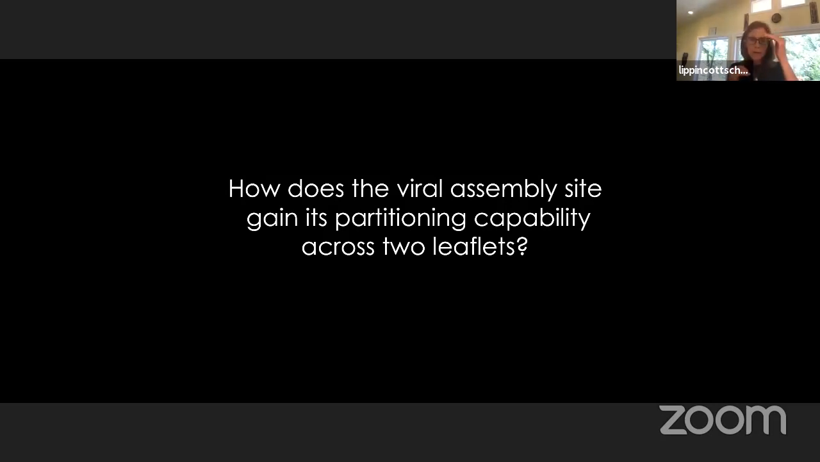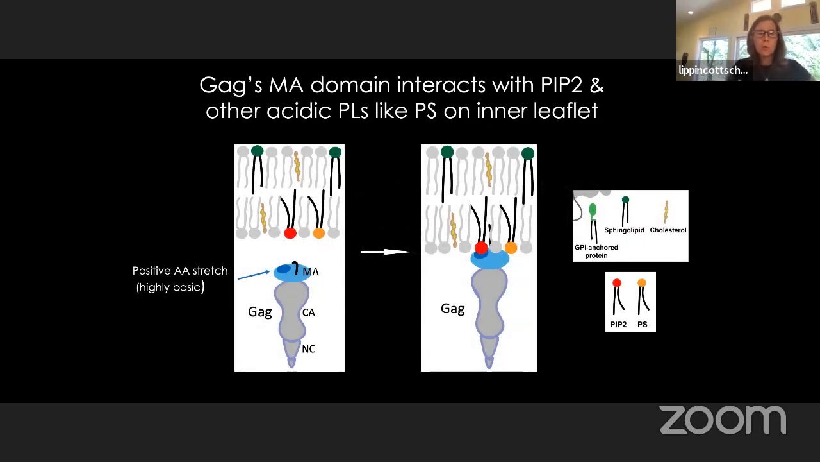But the outer membrane also has changes in its lipid environment going on. So how does that happen? And we think it's through a type of transbilayer coupling mechanism. Basically, here is the structure of GAG, and it's got three different subdomains. This MA domain, which is called the matrix domain, is what interacts with membranes. And it interacts with membranes through a positive amino acid stretch that's highly basic.